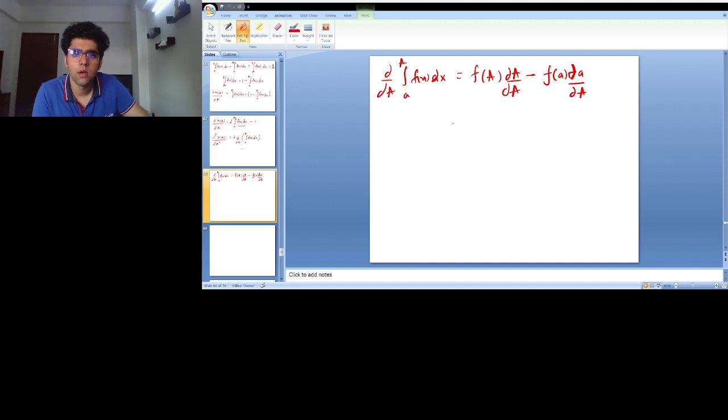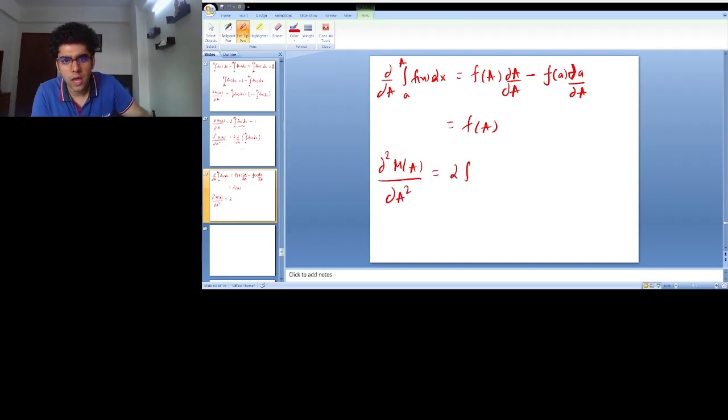So del A and del A go away, and del small a by del capital A is 0 because small a and capital A, both of these are constants, right? And del a by del a gets cancelled. We are left with f of a, right? So finally my value del squared M of a by del a squared becomes 2 times f of a, right? Which is greater than 0.